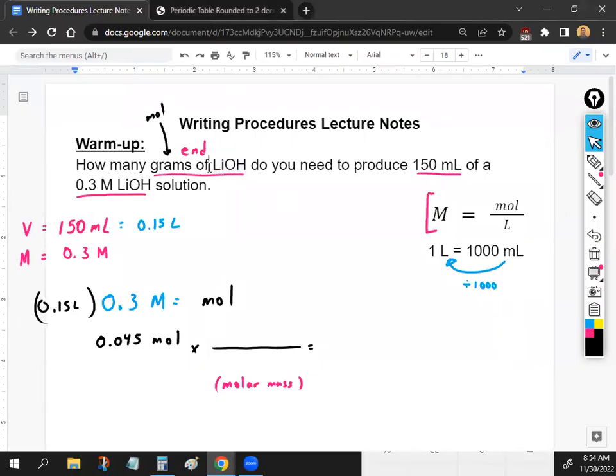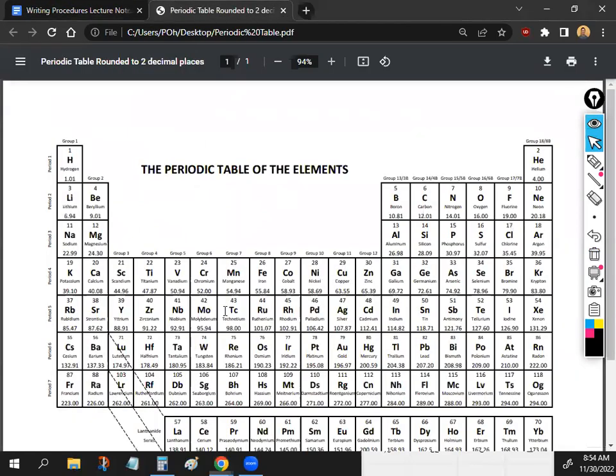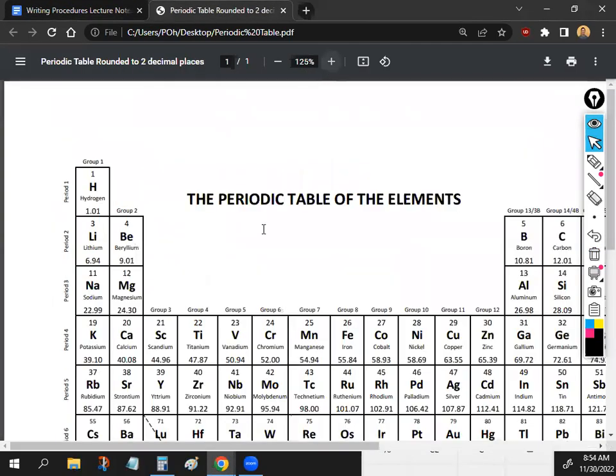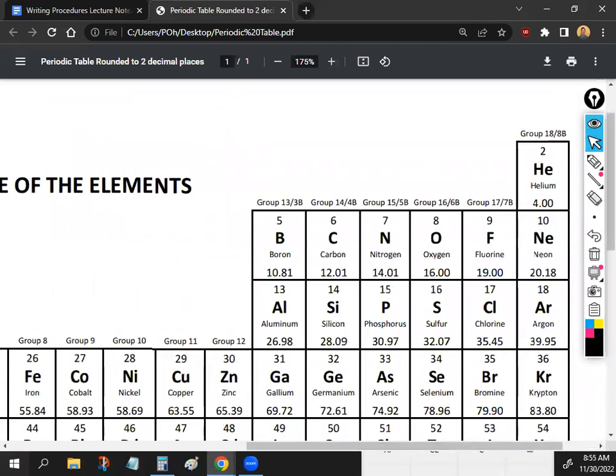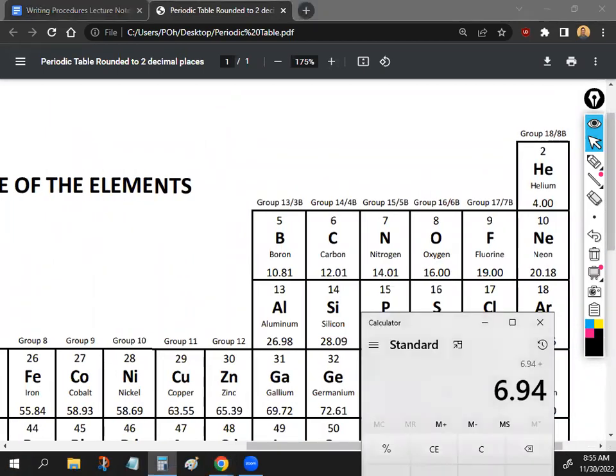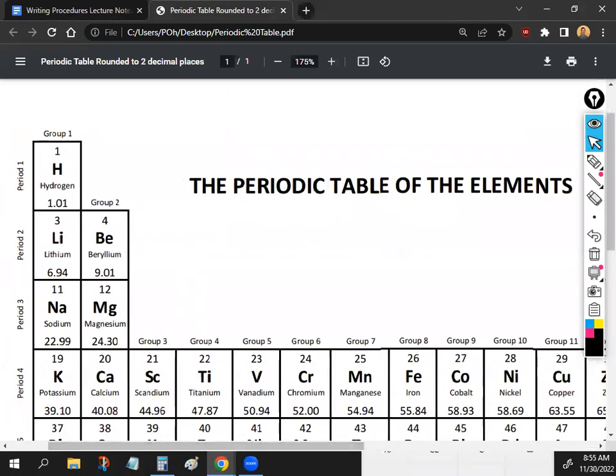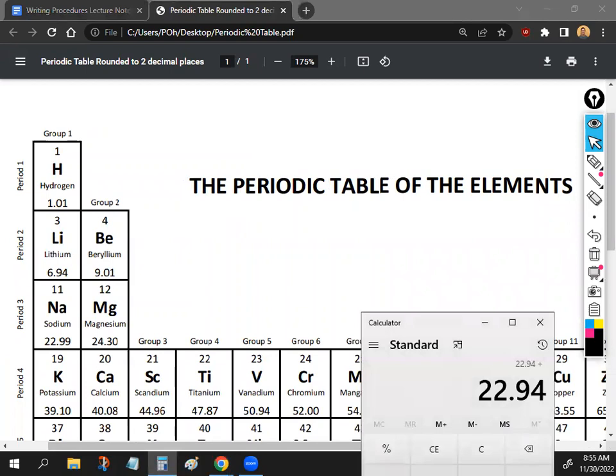Okay, so the chemical we're working with is LiOH. We're just going to go on the periodic table and add up Li, O, and H. Li is going to have a molar mass of 6.94. O is going to be 16, so we'll add 16 to that. And then we've got H, which is 1, so you just add 1 to that. You should get a final molar mass of 23.94.